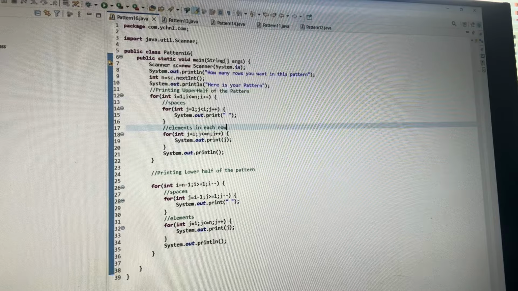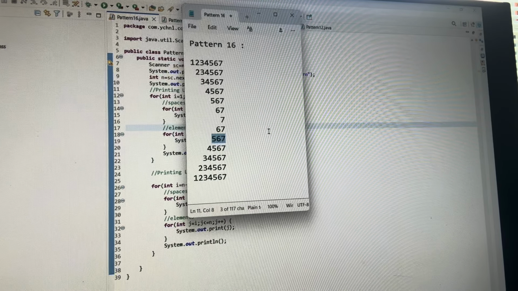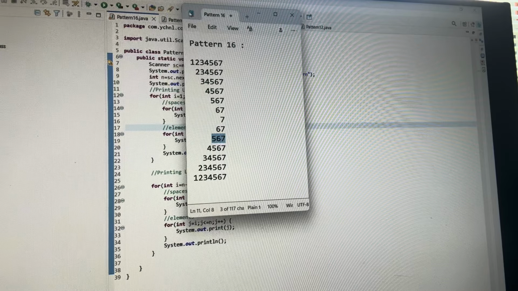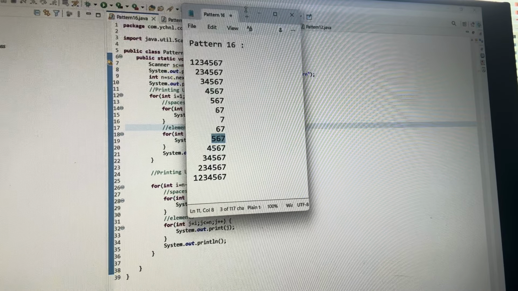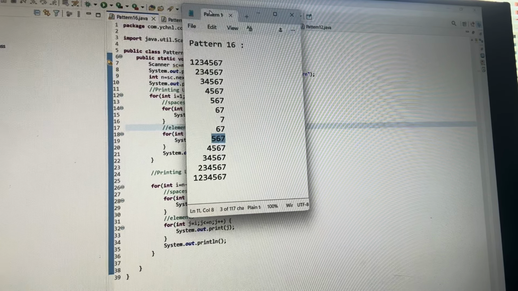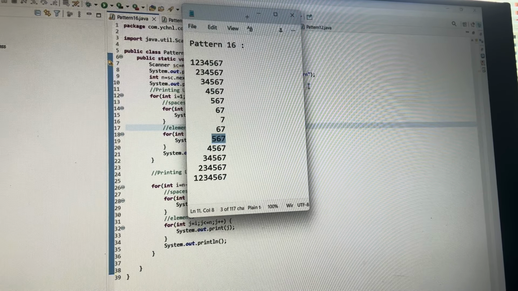So we will discuss from the start once again. See, we are considering this output pattern as 2 different patterns. Okay, one is the lower half of the pattern and the other is the upper half of the pattern.